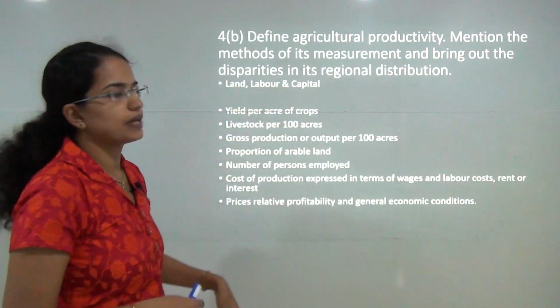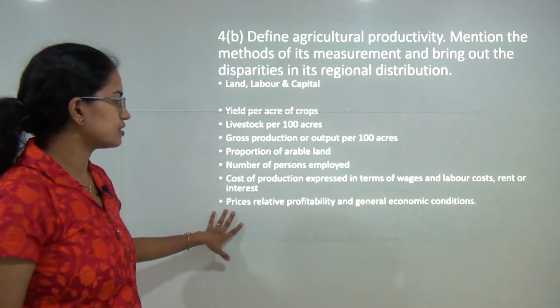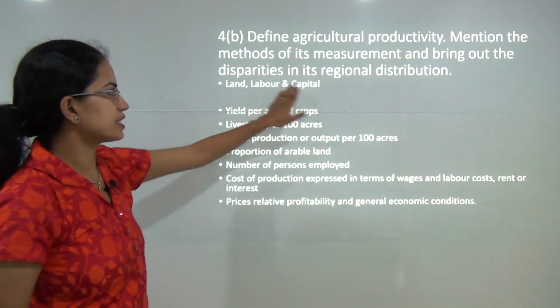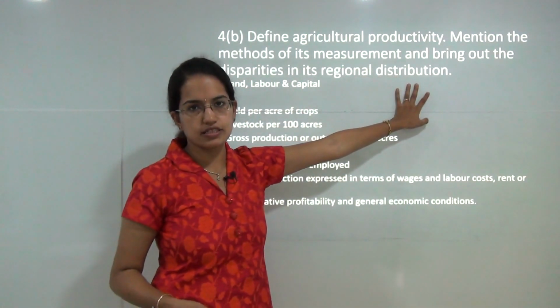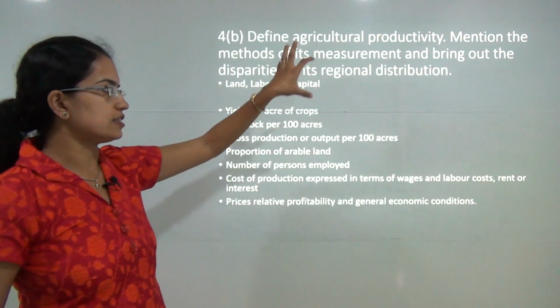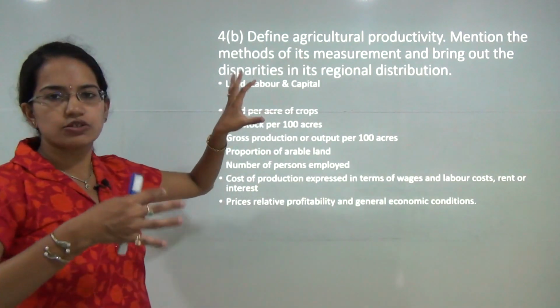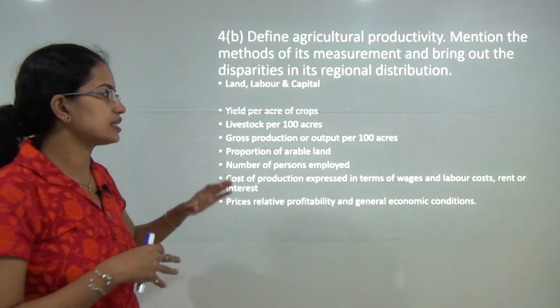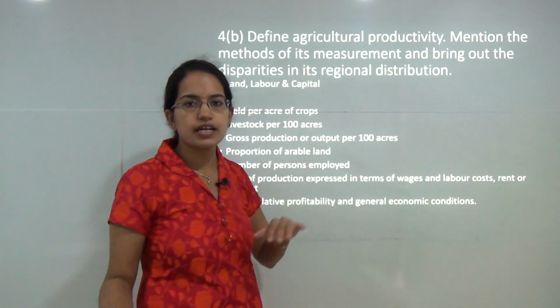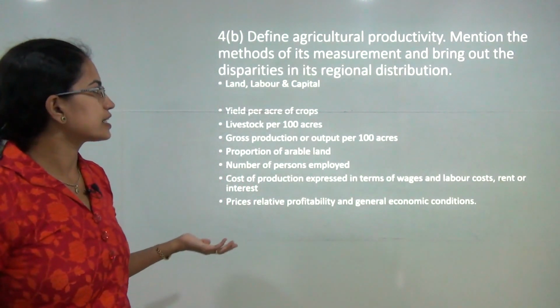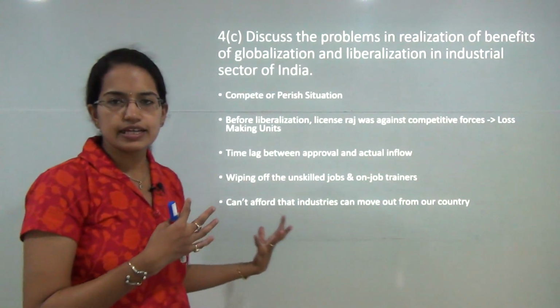So you have to explain what is productivity, the major heads under which we understand productivity, the types of productivity, and then a regional distribution, saying that the regions of Punjab and Haryana are flourishing in agriculture, in contrast to, I can say, the states of Odisha and Rajasthan, which are poor in agriculture, or lack in agricultural productivity.